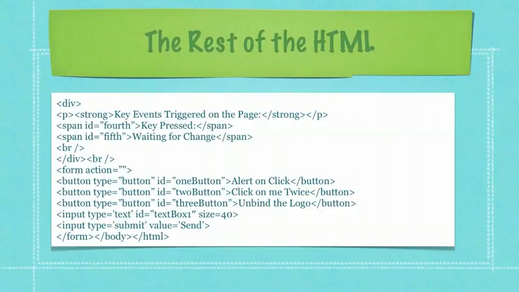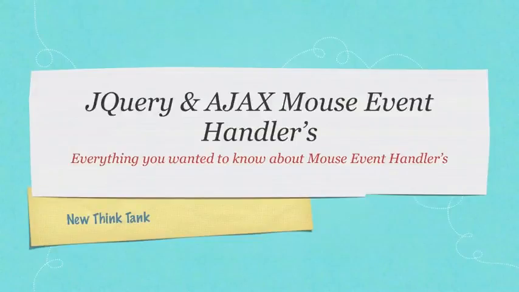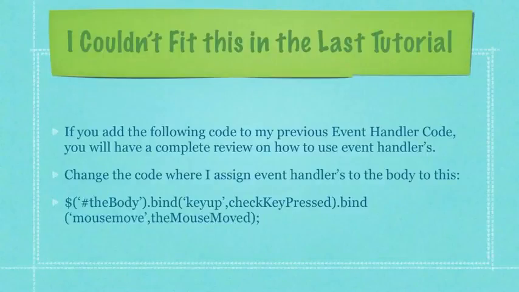And here you can see the rest of the HTML that goes into the page. Basically just a bunch of spans, breaks, and declarations inside of form elements for buttons as well as text box elements. And now, because I forgot about it in the previous tutorial, I'm going to show you exactly how to add mouse event handlers. If you add the following code to my previous event handler code, you will have a complete review on how to use event handlers.